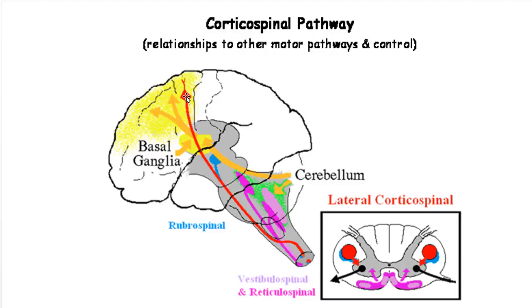We see here on this lateral view of the brain, in red, the corticospinal tract originating in the cortex, in the frontal lobe, in the posterior portion of the frontal lobe, with its cell bodies in the primary motor cortex, also known as the precentral gyrus.